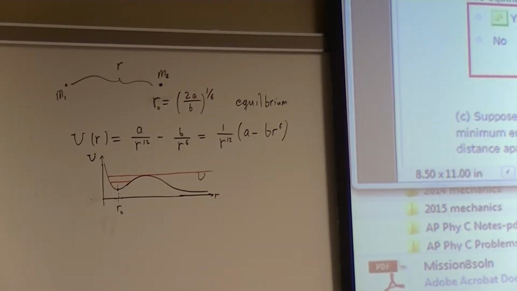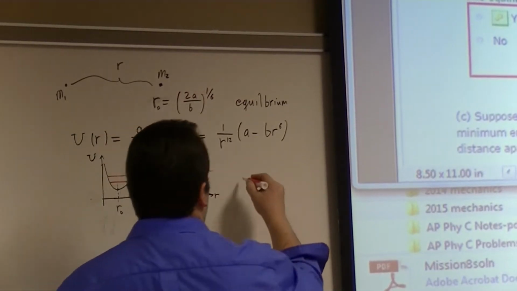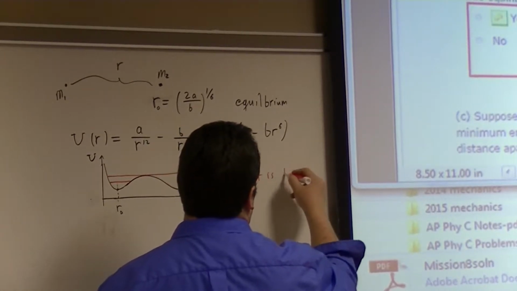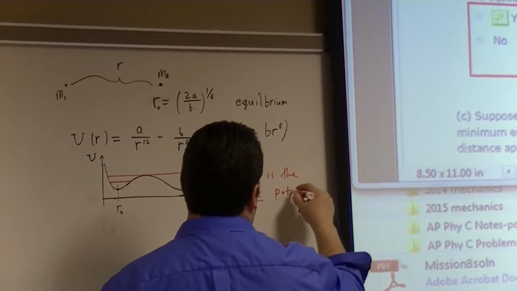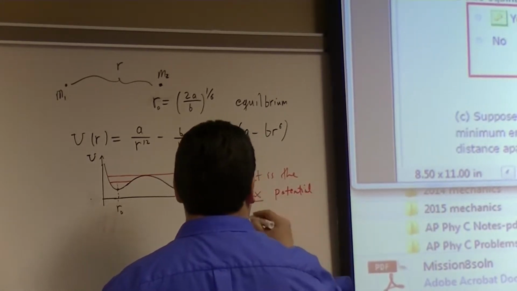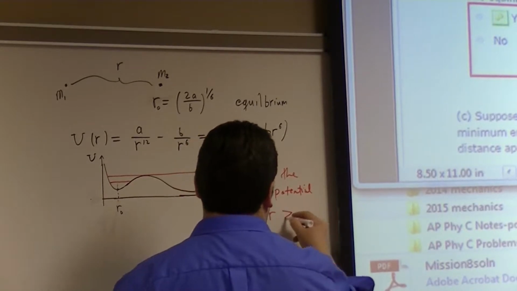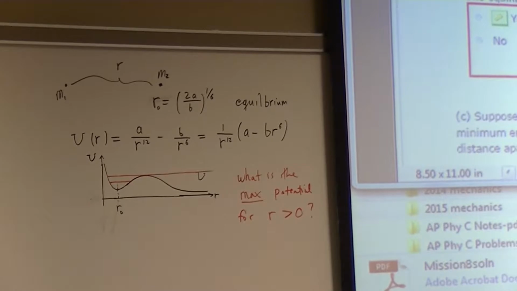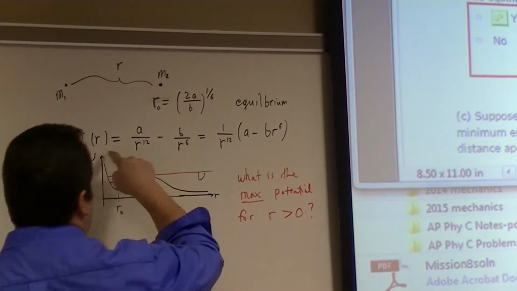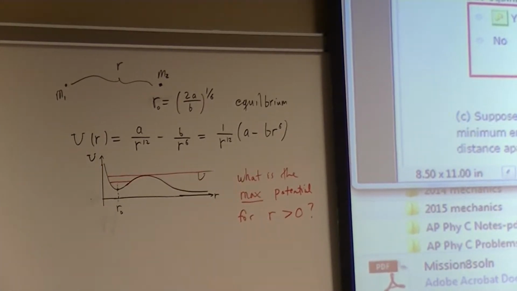So the question really boils down to this. What is the maximum potential energy, the maximum potential for R greater than 0? R equals 0 is not interesting, right? That's just the divergence that comes from imagining the molecules are in the exact same place. I mean, the atoms are in the same place. Math breaks down there. So what is the maximum U for that?